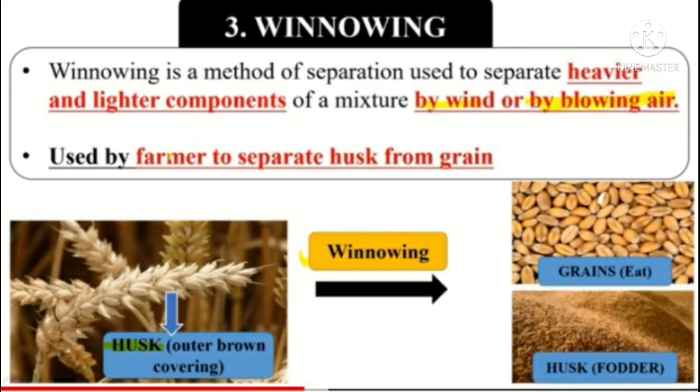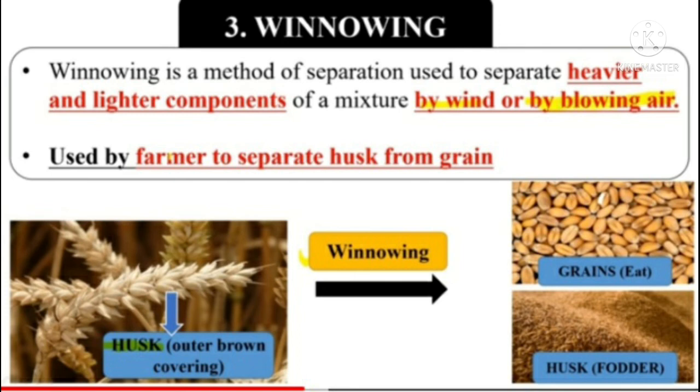where wind is used to separate the substances. Winnowing is a method of separation used to separate heavier and lighter components of a mixture by wind or by blowing air. To separate husk from grain, this method is used. Husk is an outer covering, also known as sheaf, in which food grain is protected or covered. Grains we eat and husk we use for animals as fodder. Grains are heavier, but husks are lighter in weight.